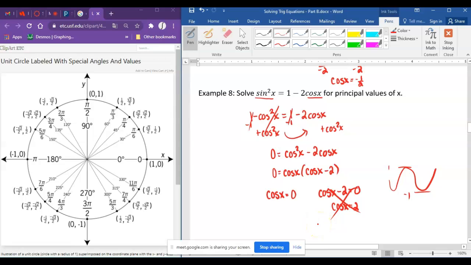This will happen fairly often when you're doing these problems. So the only answer we get is from where cosine x equals 0. And if we look at that, we're looking at principal values, which for cosine is from 0 to pi. And so cosine is 0 at pi over 2. So x equals pi over 2 would be our answer.